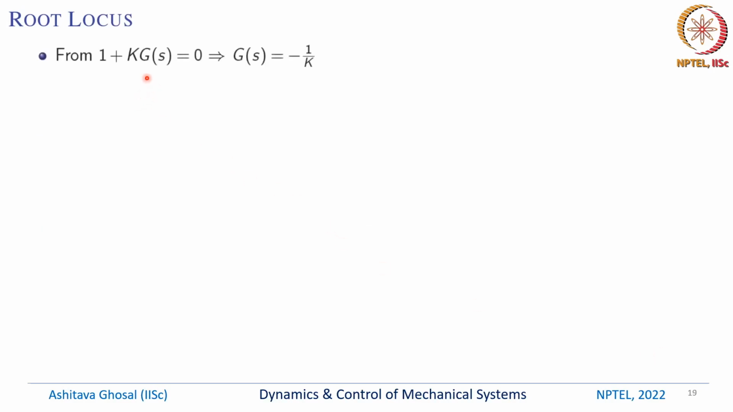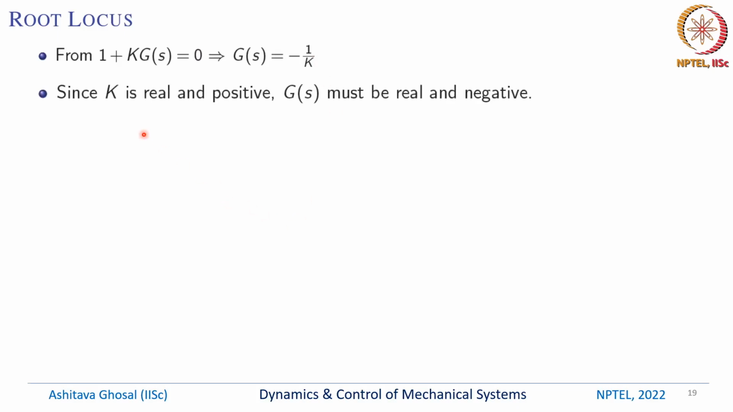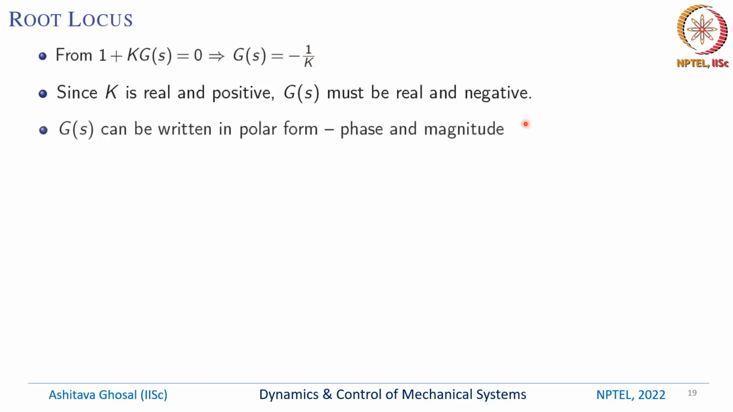From 1 plus k g equal to 0, we can write g of s is equal to minus 1 by k. Okay, so now k is real and positive. So hence g of s must be real and negative. So k is some positive number, so minus 1 by k is a negative number. So g of s must be real and negative.